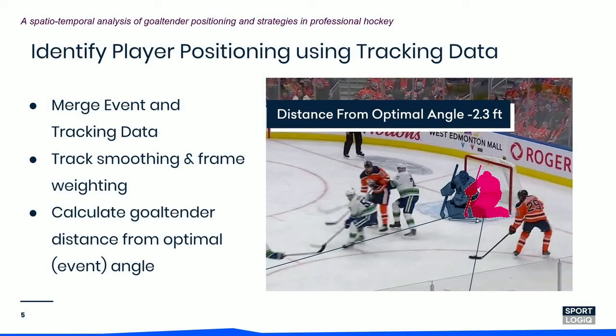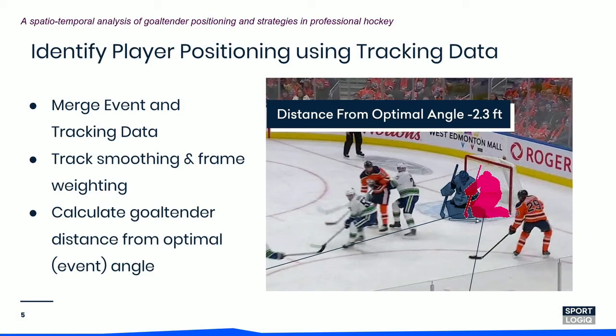So talking about the data, this is event data and tracking data merged together. You can see the event here is marked as the Leon Draisaitl shot right there. The tracking data would be where Jacob Markstrom is in his crease currently. And that's not just a handed-down-by-God XY coordinate for Markstrom.